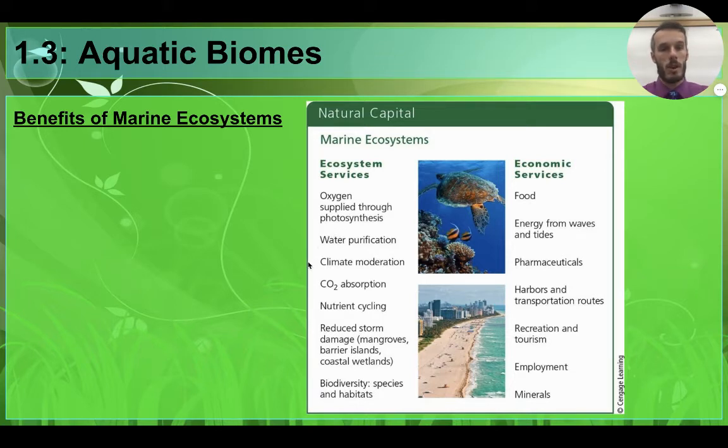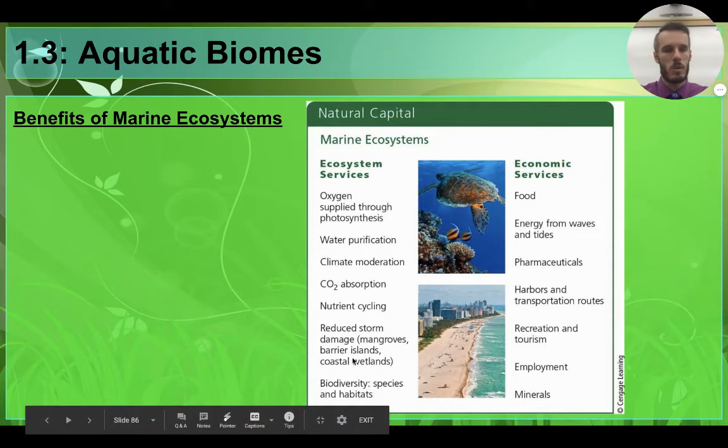And not only that, but also within the water in the ocean. Water purification, filtering out pollutants, climate moderation, being able to take in carbon dioxide, which we'll talk about later, as is described here. Taking in carbon dioxide, absorbing light and heat too, nutrient cycling, reducing storm damage, those coastal ecosystems do, and a high amount of biodiversity. Okay, so those are all ecosystem services.